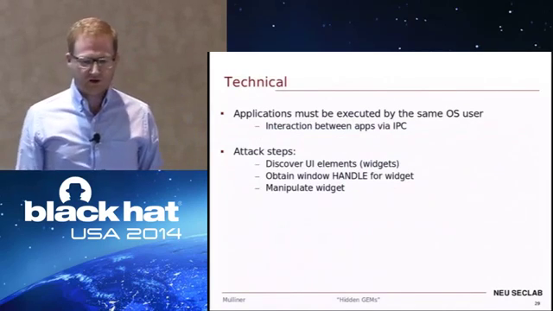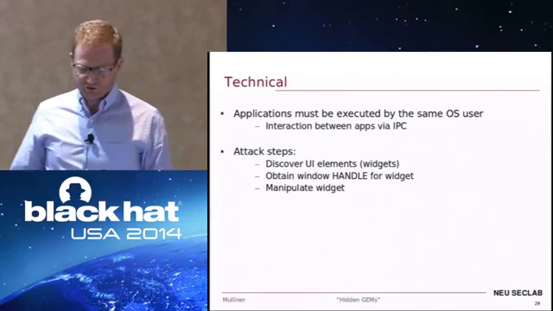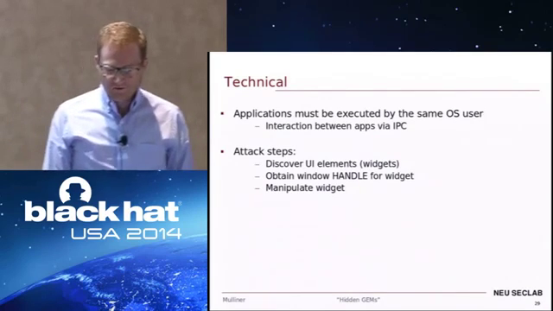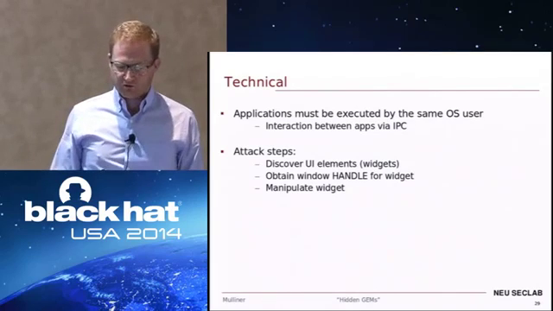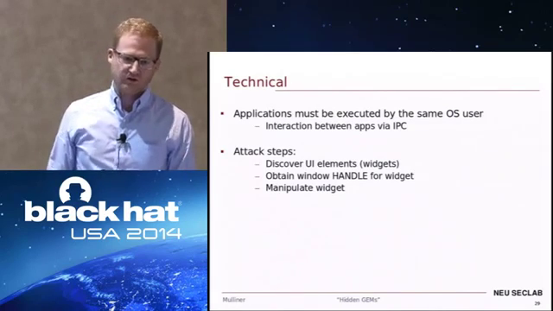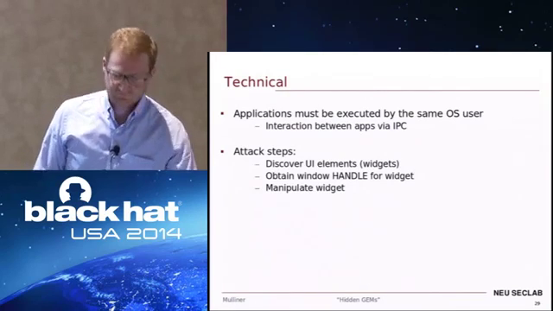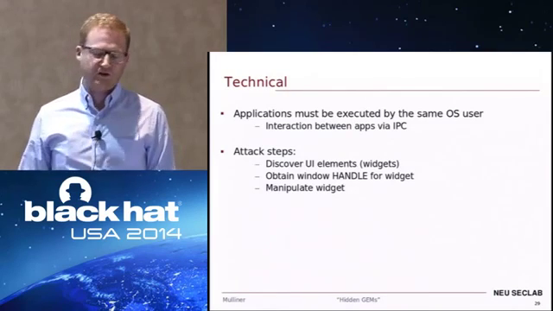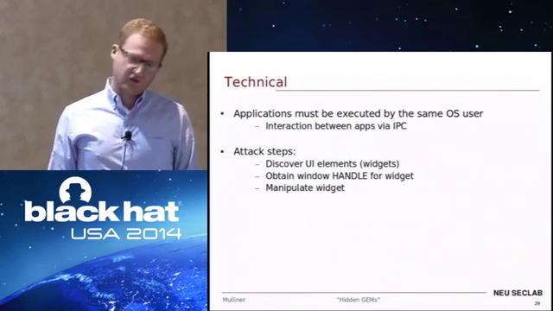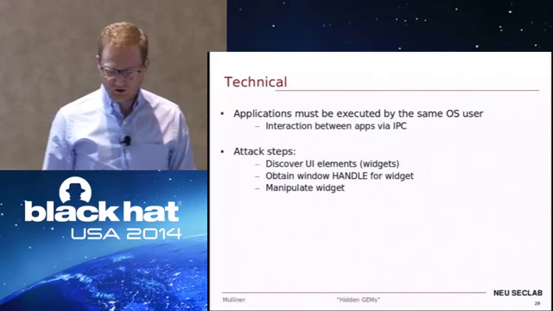So a little bit more of the technical parts before I go into how to find those things out in an automated way. Applications basically have to be executed by the same user as your attack tools. So basically your employee who has the low privileges is the guy who is trying to attack you or attack the application, because all of the interaction is basically IPC between your application and the other application.